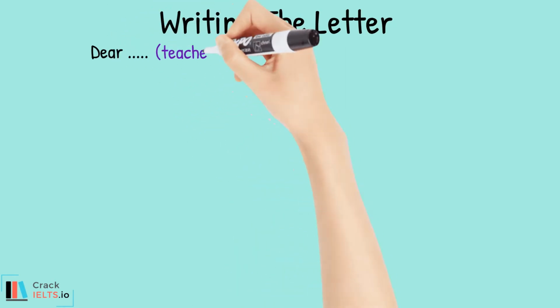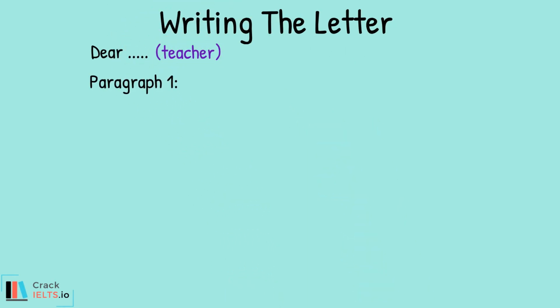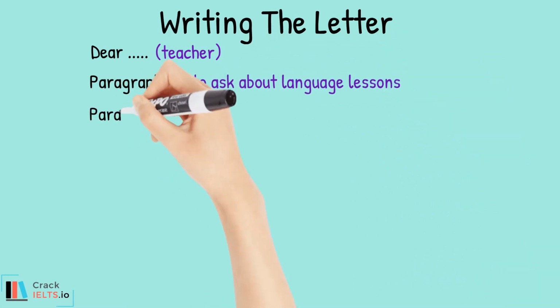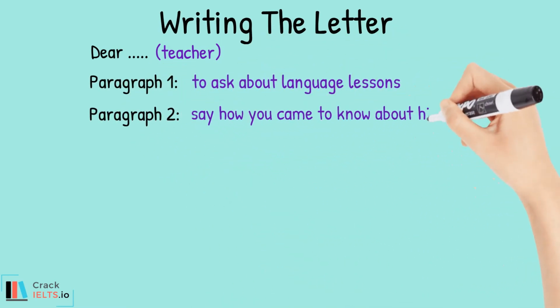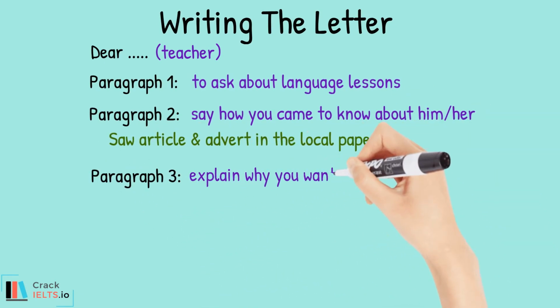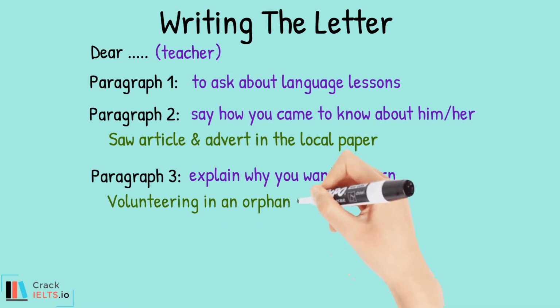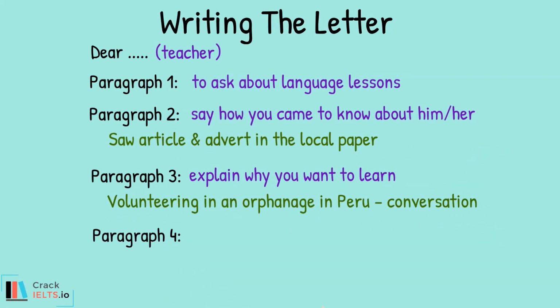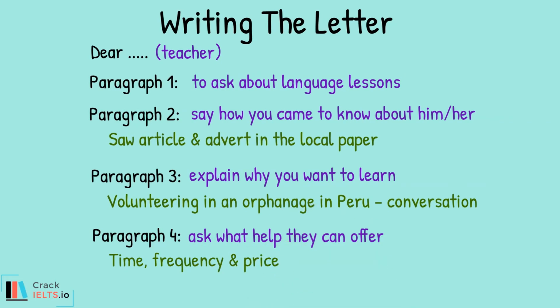Dear, with the name of the teacher we are writing the letter to. Paragraph 1, the purpose, to ask about language lessons. Paragraph 2, say how you came to know about him or her, which is stated in bullet point 1. Here we have jotted down ideas such as saw article and advert in the local paper. Paragraph 3, explain why you want to learn, stated in bullet point 2. Here we have jotted down ideas such as volunteering in an orphanage in Peru, conversation. Paragraph 4, ask what help they can offer, stated in bullet point 3. Here the ideas we noted are time, frequency and price. And finally the sign off.